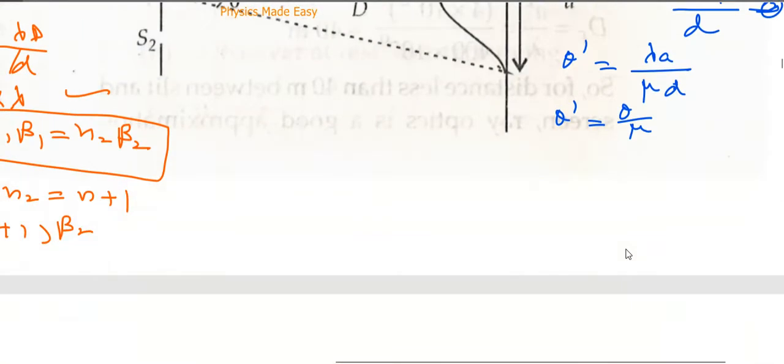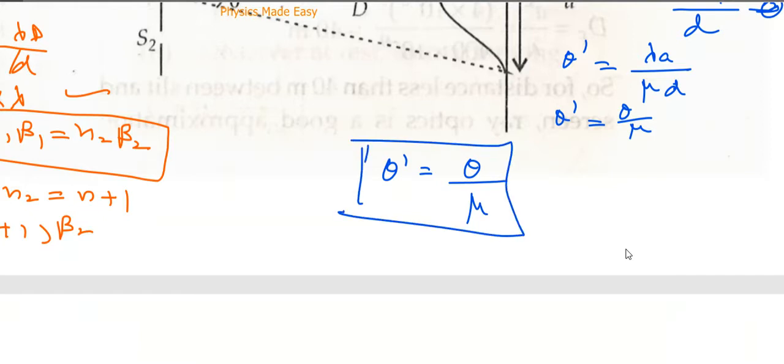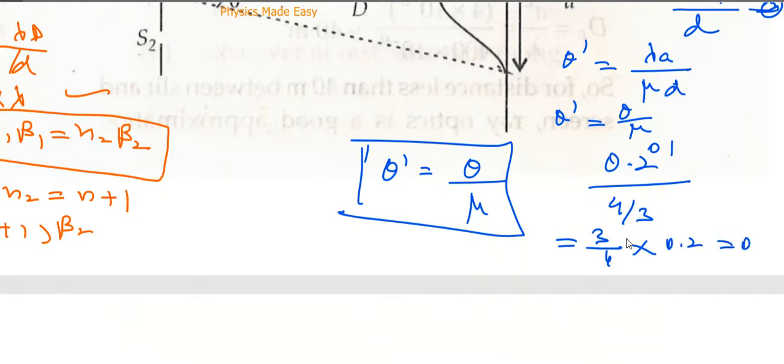So if you have to find out the new angular width, just divide the old angular width by refractive index. Again, one more shortcut. Just divide the old angular width with refractive index. You will get the newer one. Here the old value was 0.2 degrees. So 0.2 degrees divided by 4 by 3. This is just 3 by 4 of 0.2. It will come out to be 0.15 degree. So here is a shortcut for this. Kindly note this shortcut.